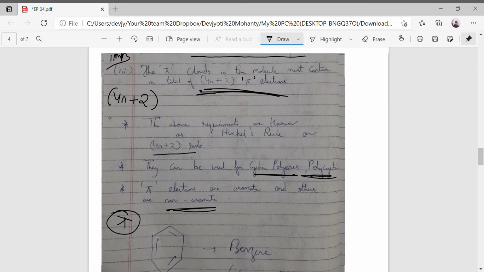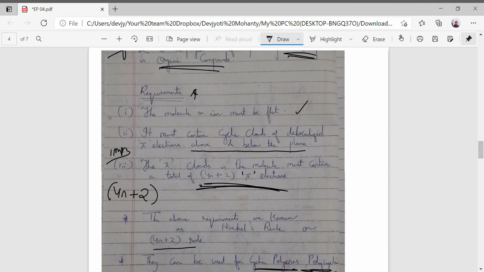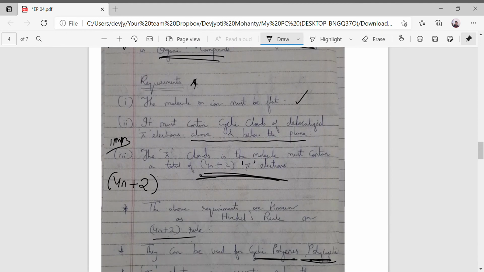So let's again revise Huckel's rule, which is based on molecular orbital treatment and is employed for predicting aromaticity of organic compounds. Simple definition done. Then the requirements: the molecule or ion must be flat. It must have cyclic clouds of delocalized pi electrons above and below the plane.